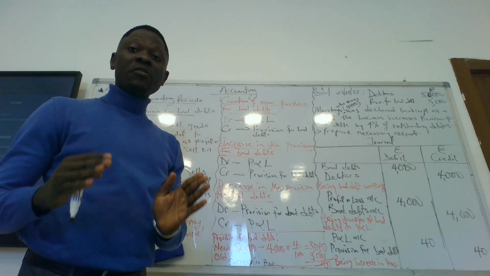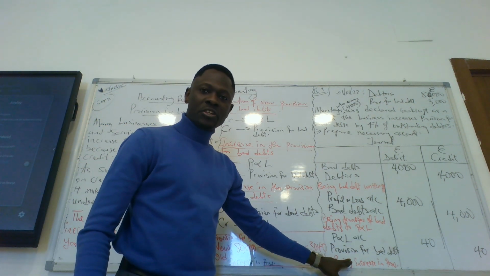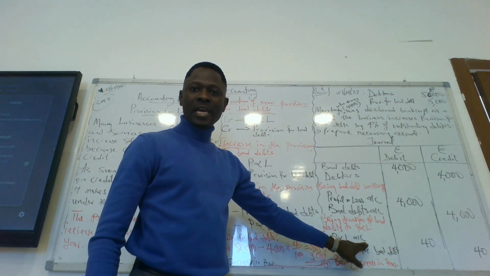Because there's an increase in provision for bad debt, it simply means that we credit the provision for bad debt account and we debit the P&L account.